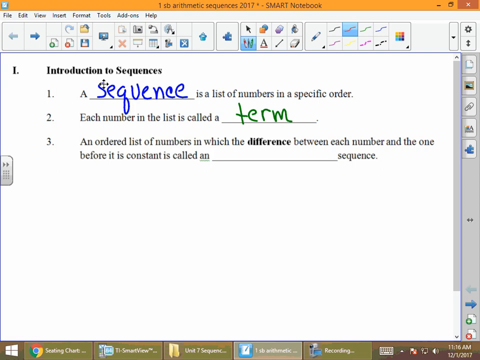The type of sequence that we're going to look at today and in the next class is an ordered list of numbers in which the difference between each number and the one before it is constant. It is called an arithmetic sequence. A-R-I-T-H-M-E-T-I-C. Pronounced arithmetic. It looks like arithmetic, yeah, but it's pronounced arithmetic.